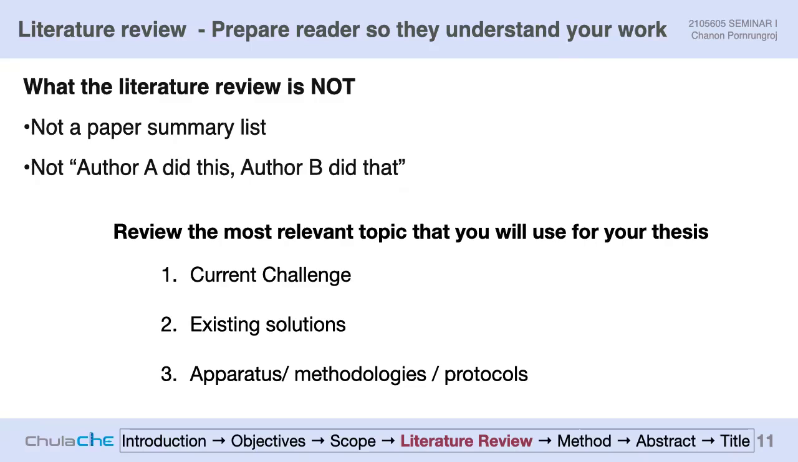Next part is the literature review. The purpose of it, in a nutshell, is to prepare the reader so they understand your work. You have to have that in mind. Whatever you will discuss in your thesis or in your method, you should add so that a reader from a different field, not exactly your field, can follow. If you develop a new algorithm for something, you must mention the history of this algorithm, why it matters, and how you use it in your research.